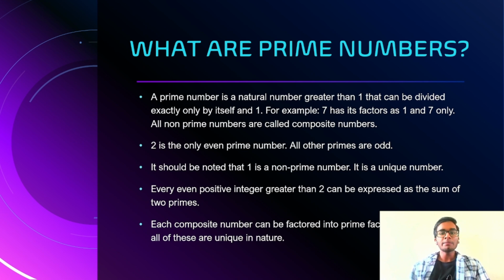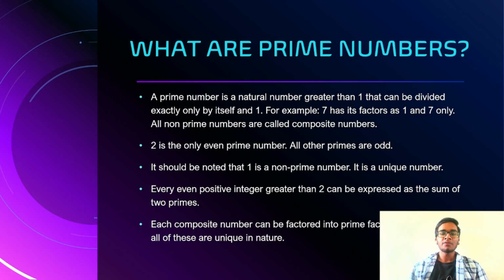And all non-prime numbers are called composite numbers. And 2 is the only even prime number. All the other primes are odd. So all the other even numbers have the prime factor of 2. So it's only natural that all the other primes would be odd.